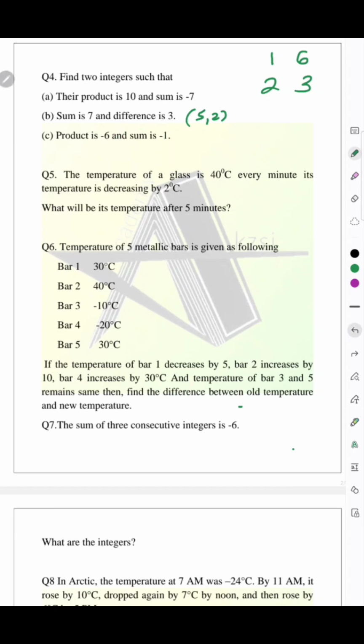The sum is -1. That means the rule says if you are adding a positive and a negative number, you have to subtract them and the result will take the sign of the bigger number. So if your final sum is -1, that means the bigger number is negative. Let me make the bigger number negative. 1 minus 6 is -5 and 2 minus 3 is -1. That means clearly the combination is 2 and -3.